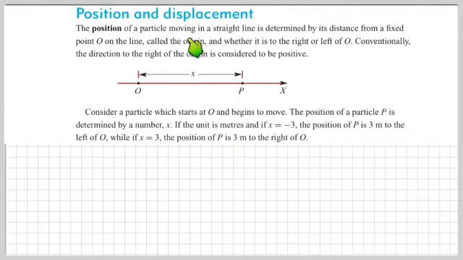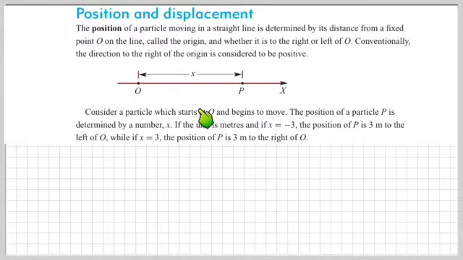The position of a particle moving in a straight line is determined by its distance from a fixed point called the origin, and whether it is to the right or to the left. That's because position is the same as displacement, really, and it has to have a sign or a direction. We're doing motion in one direction, I think they call it rectilinear motion, but basically we go plus or minus. That's the way we indicate the direction, and the position is in relation to the origin. Conventionally, the direction to the right of the origin is considered positive, just the same as with numbers on a number line.